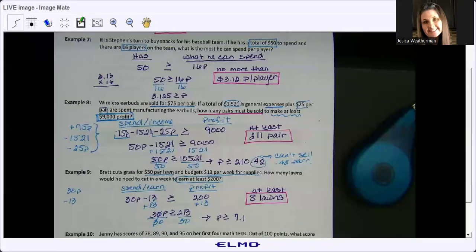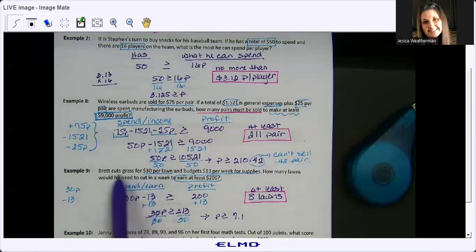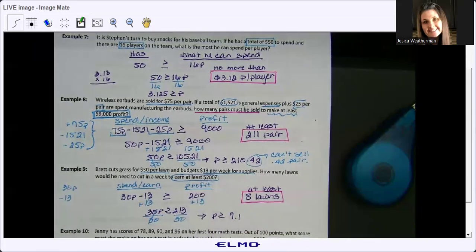Okay, so just to explain this a little bit, the positive 30p is that they're earning $30 per lawn. But the expense every week is $13. So you have to subtract that $13 expense.